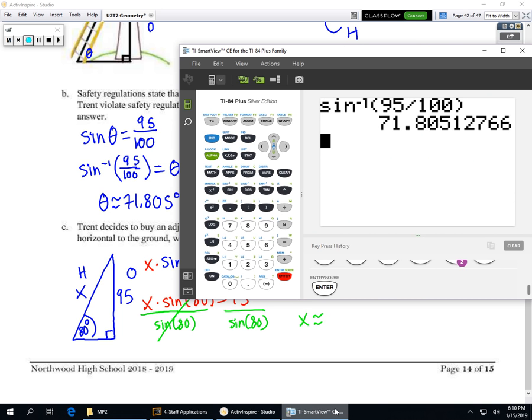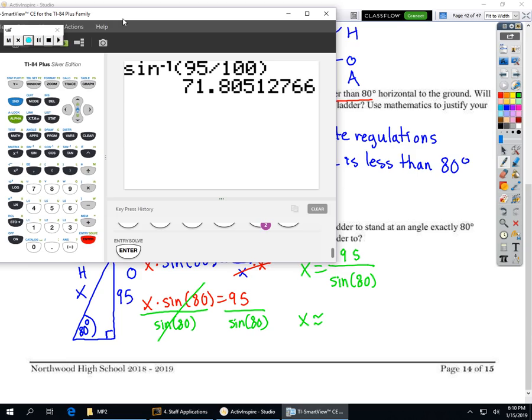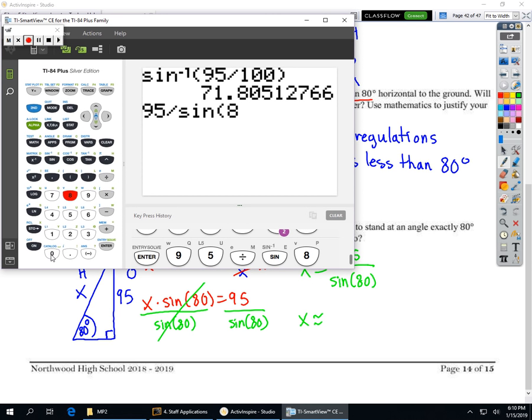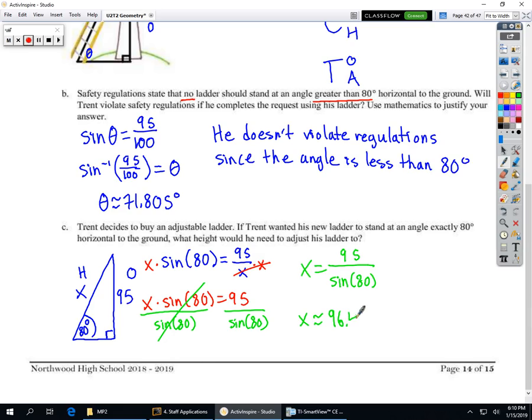All right, I'm probably getting a decimal. When you have sine and cosine, things end up being decimals. So 95 divided by sine 80. Not hitting the zero. There we go. 96.465. Let's just round it to 3 decimal places. 96.466.